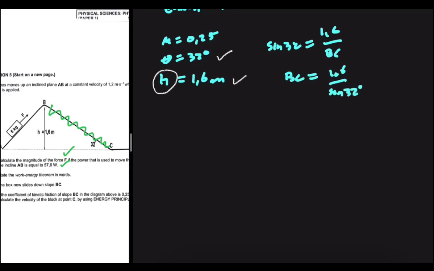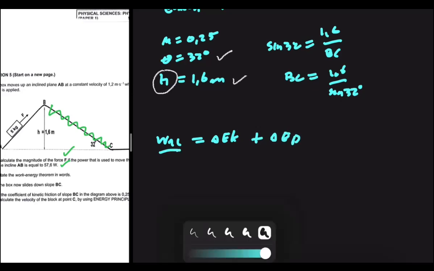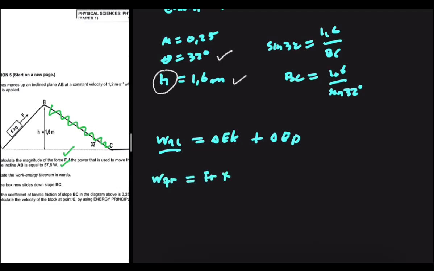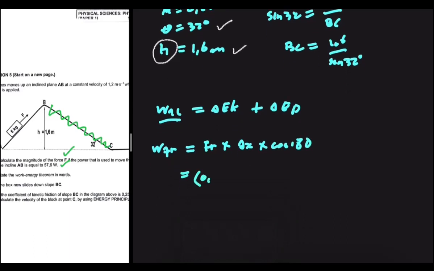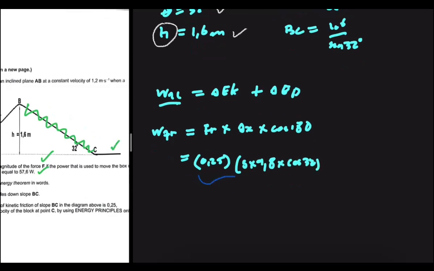Let's see if we can use work non-conservative. This will be equal to the change in kinetic energy plus the change in potential energy. Which non-conservative force is acting on our object? It is the frictional force. So the work done by friction will be equal to Fr multiplied by delta x multiplied by cos of 180. So what is Fr? Fr will be the coefficient, which is 0.25, multiplied by the normal force. The normal force on an incline is mg cos of theta. So we're going to have 5 multiplied by 9.8 multiplied by cos of theta, where theta is 32. This is just the frictional force.